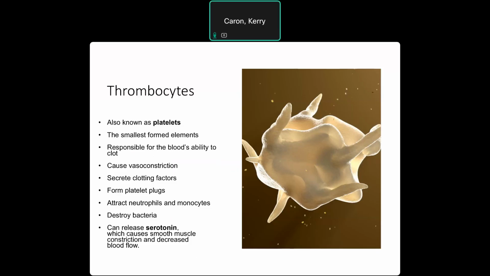And they release serotonin. Serotonin is a feel-good neurotransmitter. So this can cause the smooth muscle to constrict and decrease blood flow to an area of injury. So we want vasoconstriction. We want the blood vessels to tighten, clamp down, get smaller, because we don't want to lose blood. So thrombocytes are awesome because they constrict the blood vessels. They attract white blood cells that will help us with preventing infection. They cause plugs. And they help with clotting.